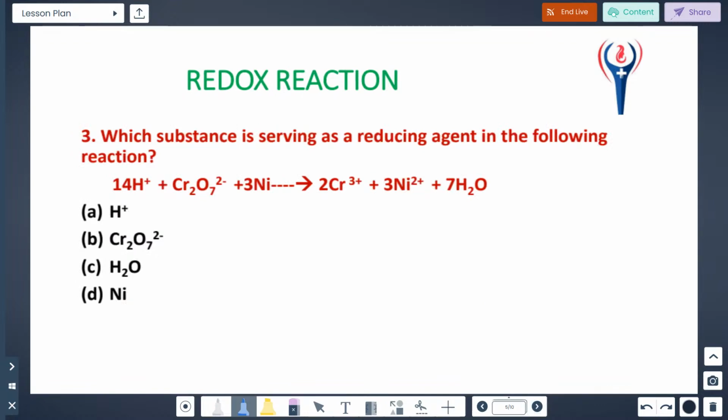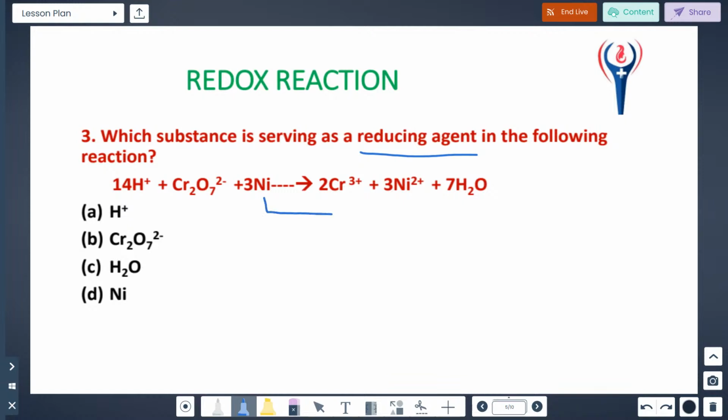Which substance is serving as a reducing agent in the following reaction? Okay, so here one equation is given. We have to find out the reducing agent. If the oxidation number increases, we can say reducing agent. I just compare this and this.